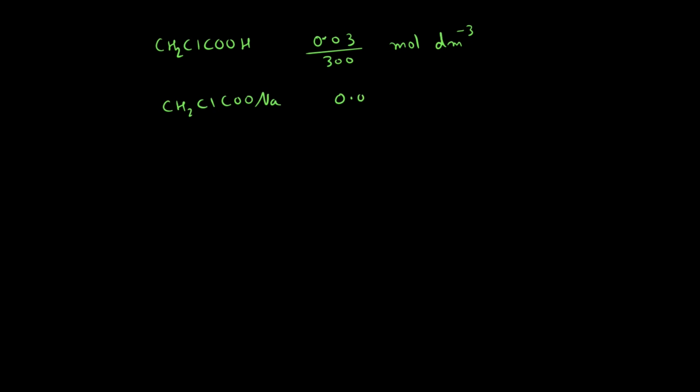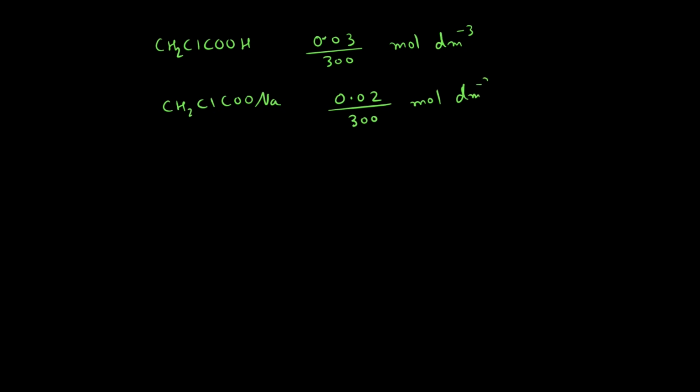So CH2ClCOOH, how much is left? It is 0.03 moles. So 0.03 moles divided by 300. So that will be its concentration in mole per dm cube. What is the concentration of the salt? Its salt concentration will be 0.02 divided by 300 in moles per dm cube.